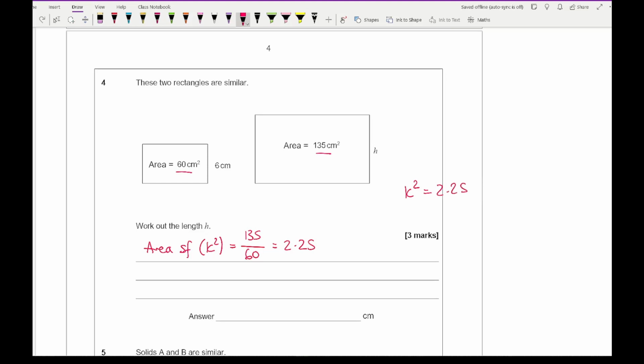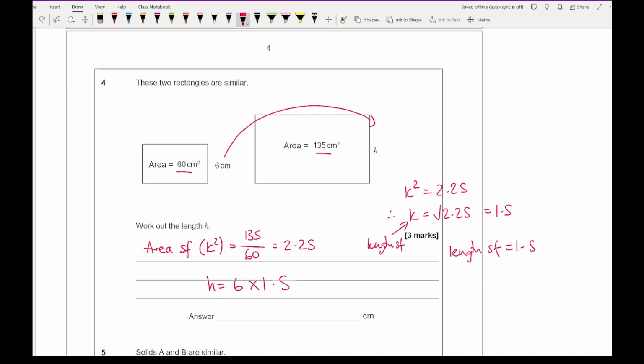Now I want to know what the length is, so I want to know what k is, and k is my length scale factor. So I square root 2.25, and I get an answer of 1.5. So the length scale factor is 1.5. To work out H, I've got to go from the small shape to the big shape. So H equals 6 times the length scale factor, which is an answer of 9. Now again, if this was on non-calculator paper, I could just do 6 times 3 over 2, which is 18 over 2, which is 9.